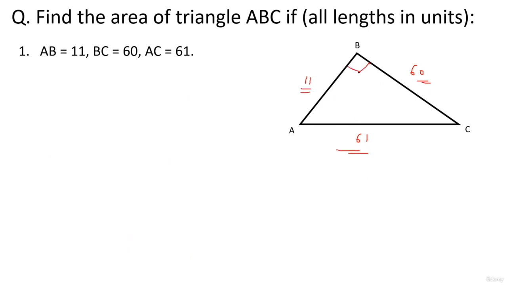That means this angle will be 90 degrees. Directly apply half into base into height. So half into 11 into 60, 2 cancel, 30 into 11 is 330, right? So it's 330 units square.